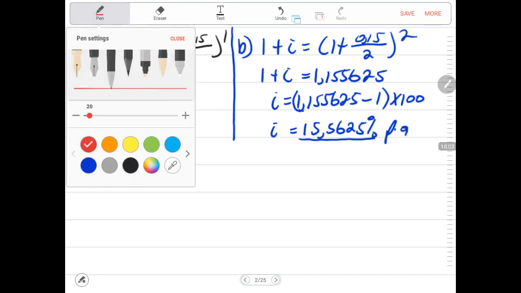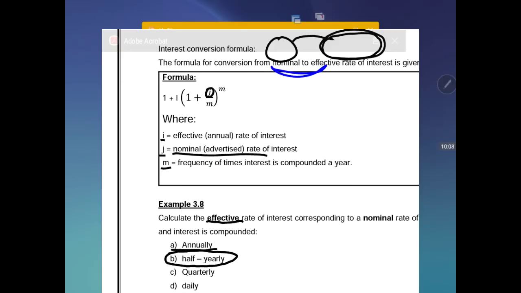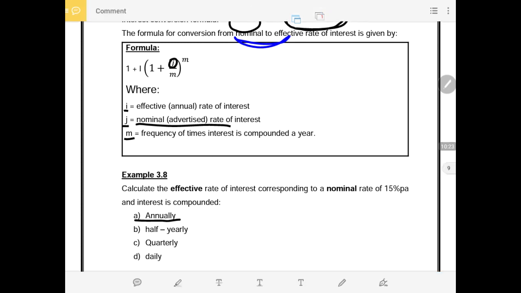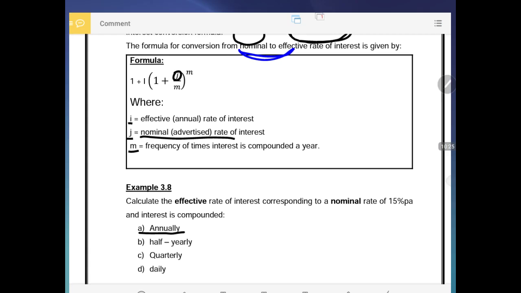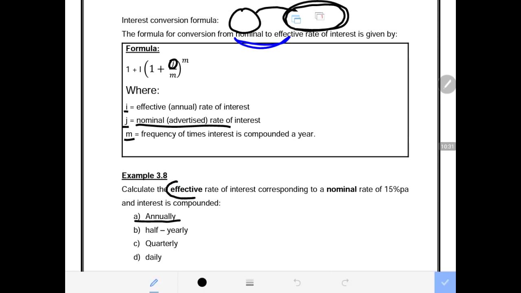Number C says that the same scenario does not change, but our interest now is compounded quarterly, meaning every 3 months. The question is, how many 3 months do we have in a year? We have 4 three-month periods in a year. That means we have 4 quarters in a year. So now we're still calculating the effective rate of interest, and we know that the effective rate of interest will be greater than the nominal rate of interest whenever the number of compounds are more than once a year.